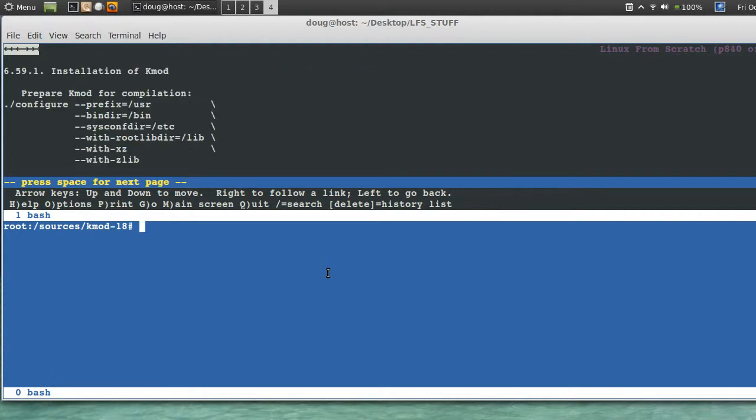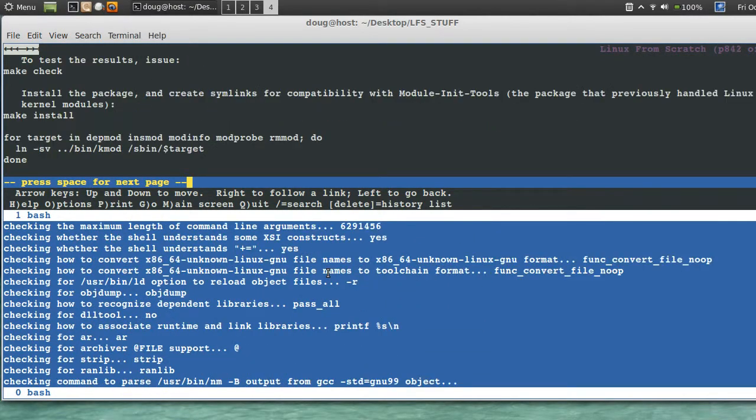Kmod 18. Configure prefix equals /usr, bindir is going to equal /bin, sysconfdir /etc, with root lib dir equals /lib, with xz, with zlib. Make install.